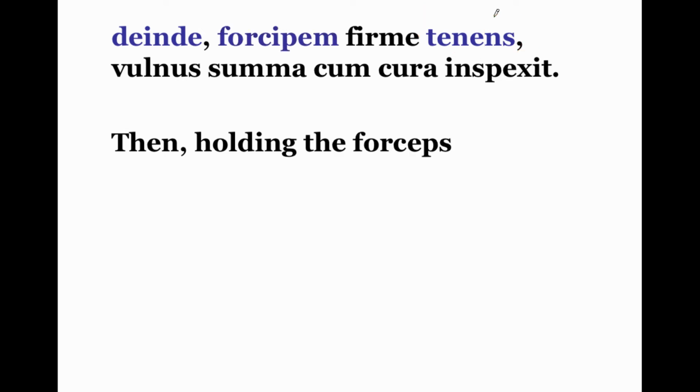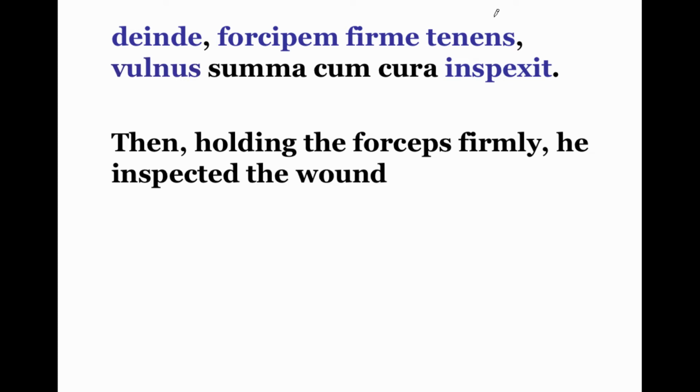Then holding forcipem, the direct object, holding the forceps in what fashion? Firme, firmly. What did he do? Run to our verb. He inspected. What did he inspect? The direct object of inspexit is vulnus. This is an accusative because it is a neuter noun of the third declension. Okay? So he inspected the wound.